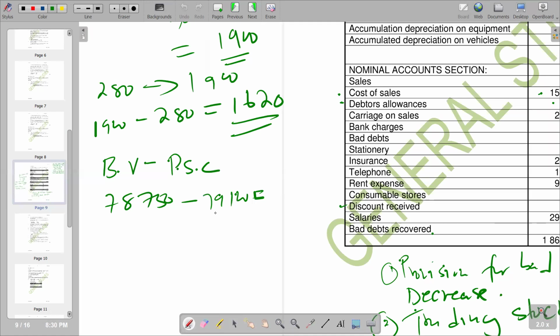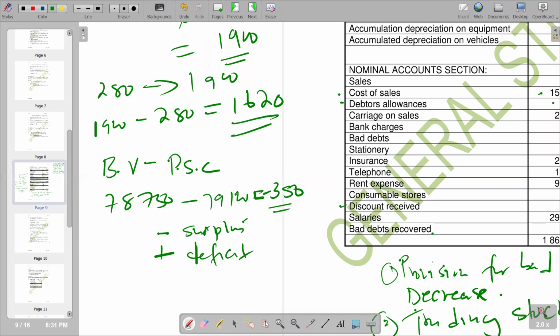78,750, and then you subtract 79,100. You get 350, a negative 350. So if you get it as a negative, it becomes a surplus. And if it's a positive, it's a deficit. So in this case, it's a negative, which means our physical stock count figure is greater than our book value, which indicates a surplus. So we are going to put it under other income section.